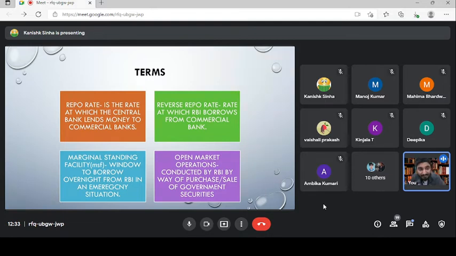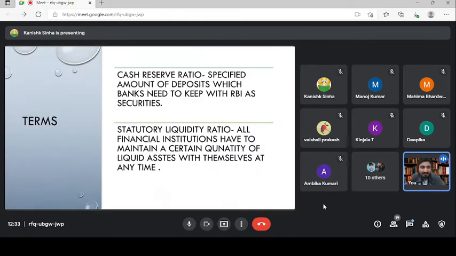It is the money supply and the flow of the money in the market. When there is need of money, there will be the sale of the government security. When there is more money in the market, that time the RBI will purchase the government securities. Another term, more important in the next slide, is the cash reserve ratio and the statutory liquidity ratio.